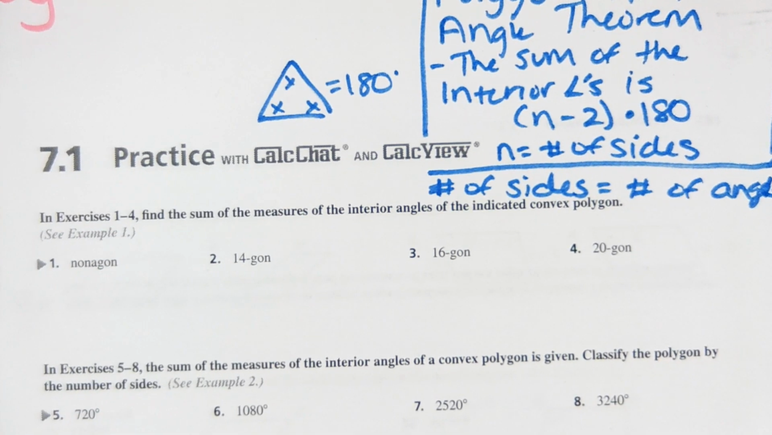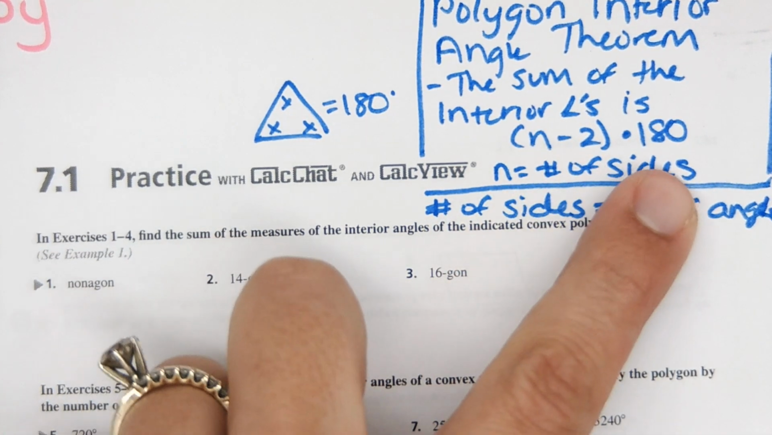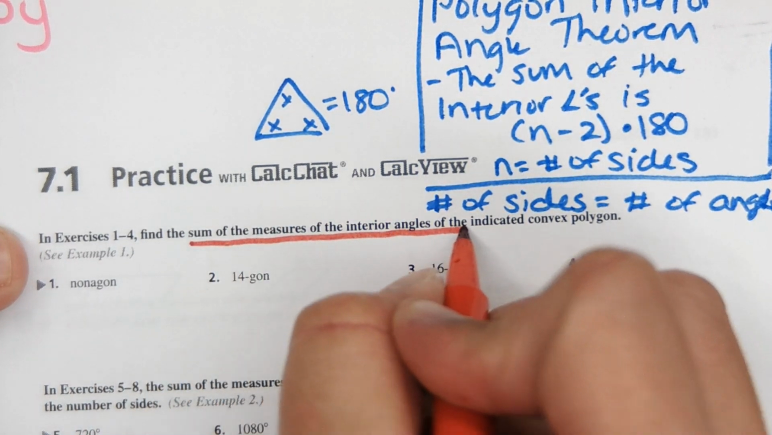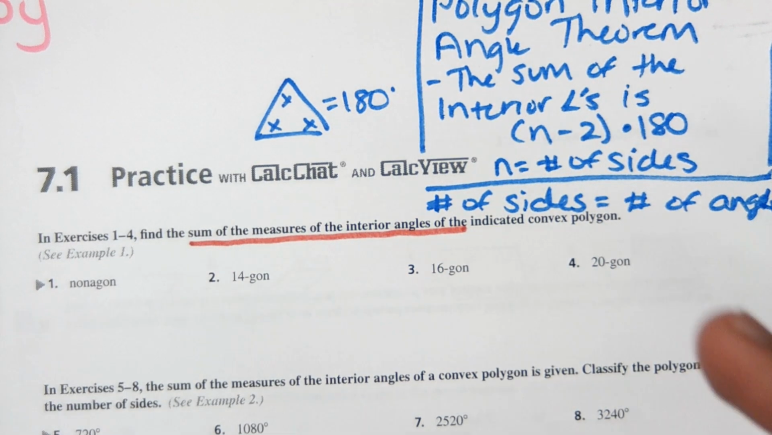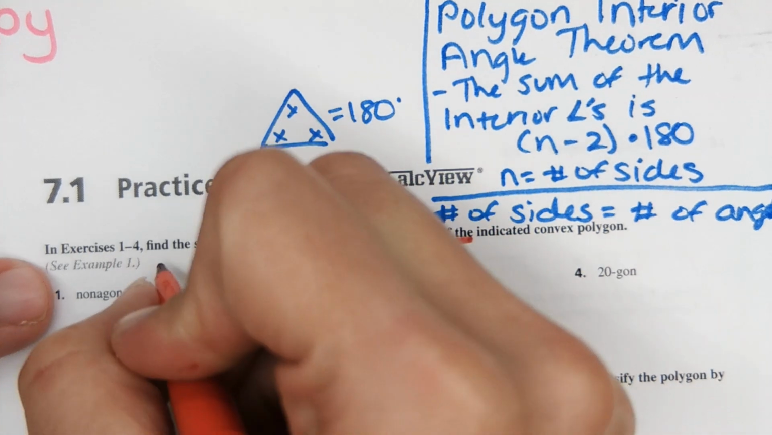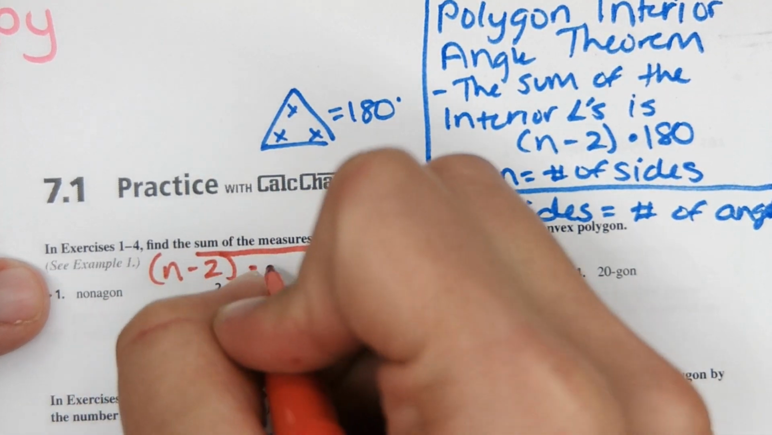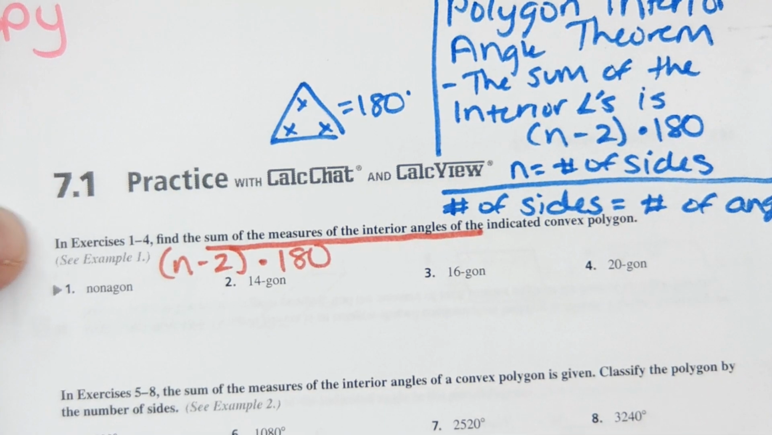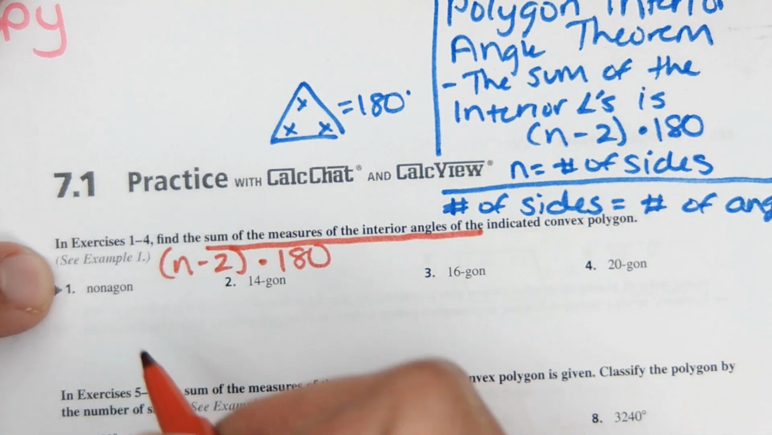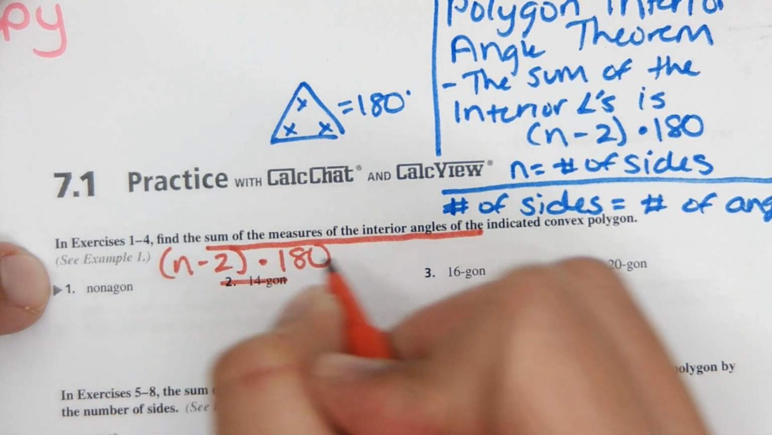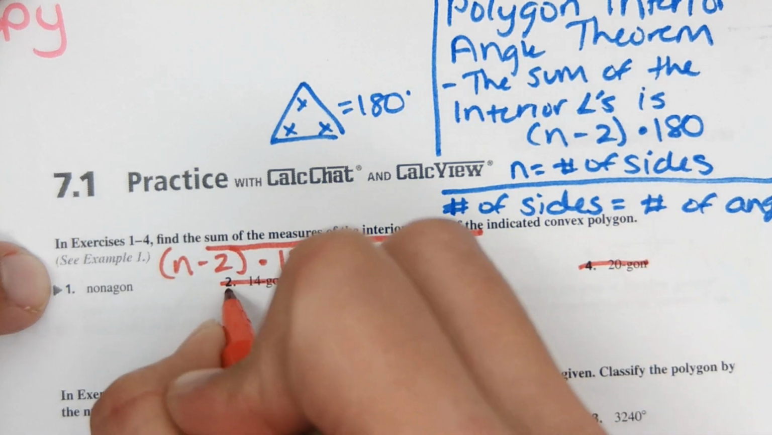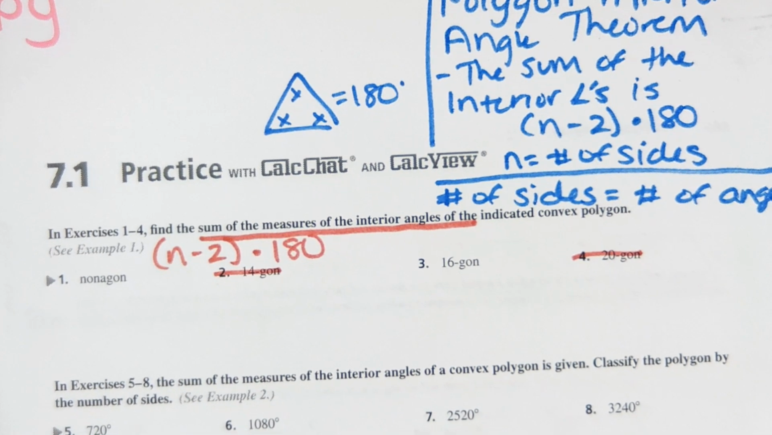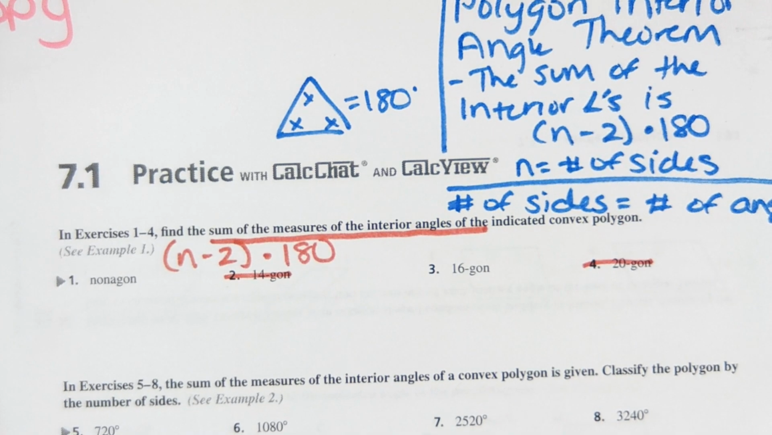Okay, then for the practice problems, we're going to practice using this equation. It says find the sum of the measures of the interior angles of the indicated polygon. So we're going to use the equation n minus 2 times 180, where n is the number of sides. We're going to do number 1 and 3, so you can cross out 2 and 4 if you want to use that space to solve and write a little bit bigger.